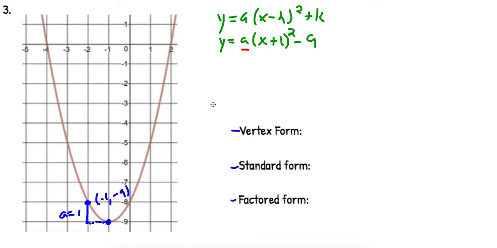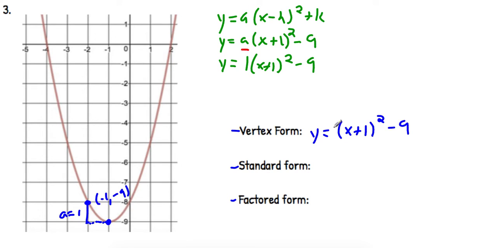And back to our original. Okay, so that means that my a value is 1. That means that my vertex form is y equals 1 times x plus 1 squared minus 9. And of course, I don't need to keep that 1 out there, so I'm going to leave it out and just make this more simply x plus 1 squared minus 9. There's my vertex form.